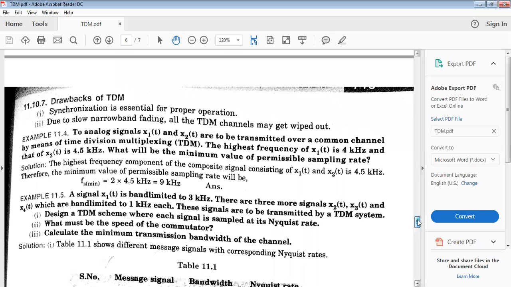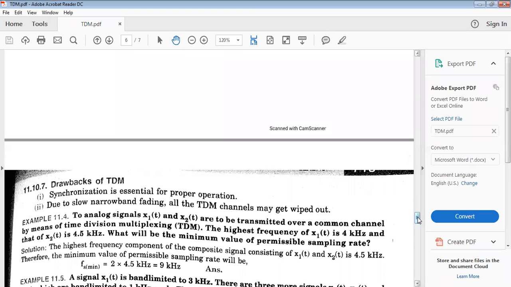And there are drawbacks. Synchronization is required. If synchronization fails, then the entire system will fail. And due to slow narrowband fading, the TDM signals may get wiped out. Narrowband fading means each user is using a very small amount of time, so there is a possibility of some overlap from one user to another.